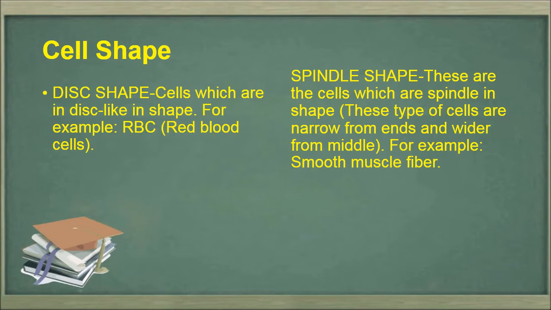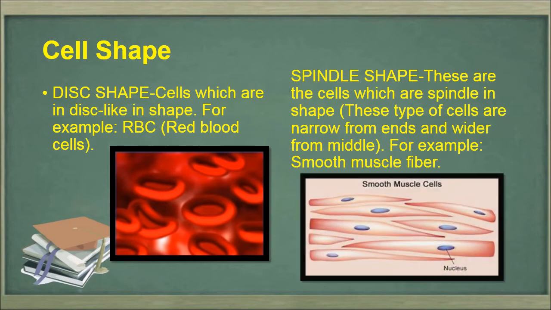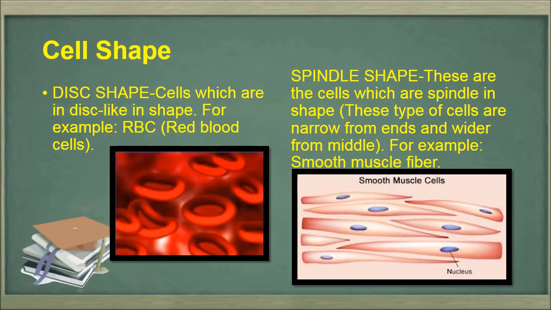Cell shape. Cells may be of disc shape. For example, the cells which are in disc shape like RBCs. You can see the picture given over here. Spindle shape means in this type of shape the cells are broader from the middle and from the ends they are narrow. So the example is smooth muscle cells.